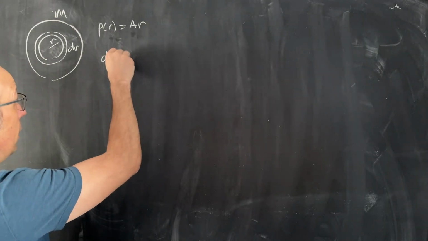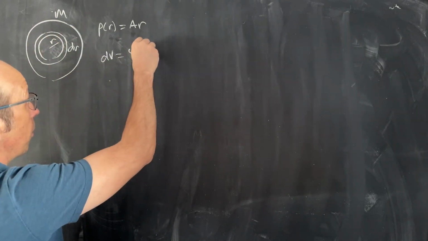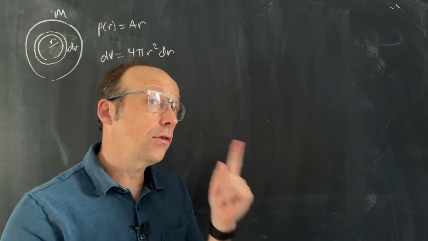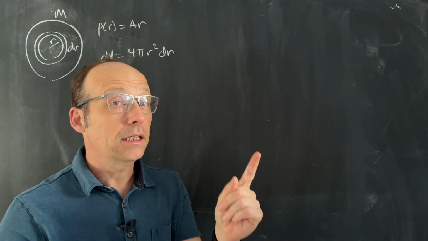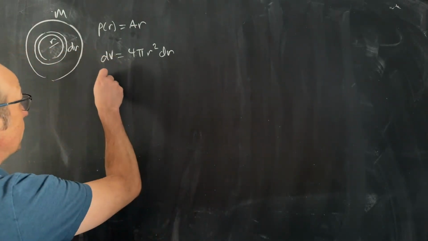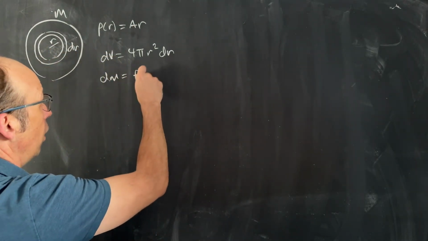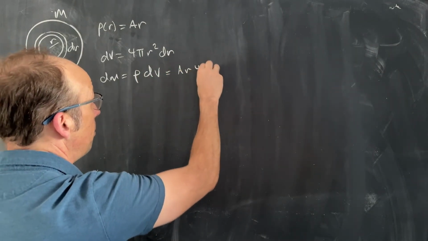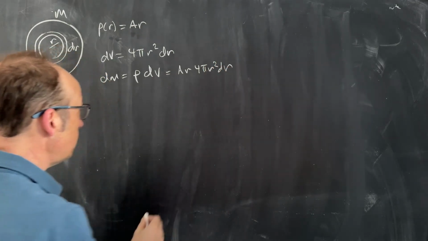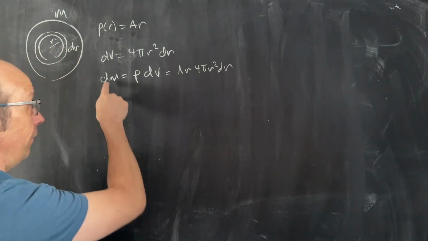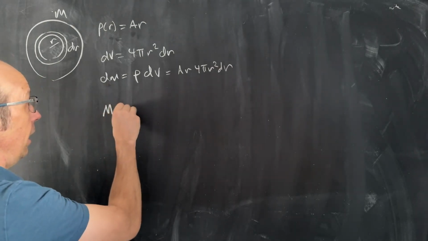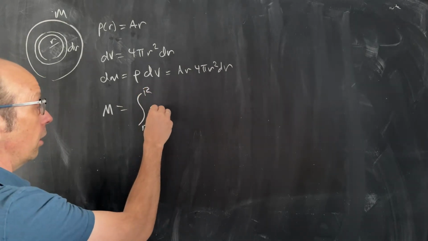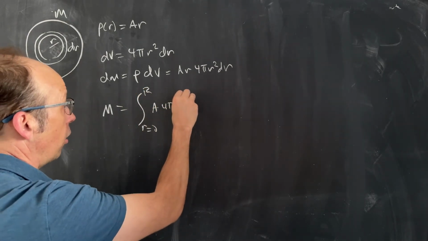I'm going to call it dV. It's going to be the area of the sphere, 4π r squared, times dr. So that's my volume element. Now, I know that density is mass over volume, so mass is density times volume. That means the mass of that element, dm, is going to be ρ times dV, so that's a r times 4π r squared dr. Now I can just integrate both sides. If I integrate this side, I get the total mass. And the other side is the integral from r equals 0 to capital R of a 4π r cubed dr.